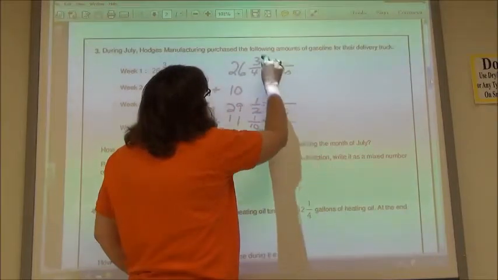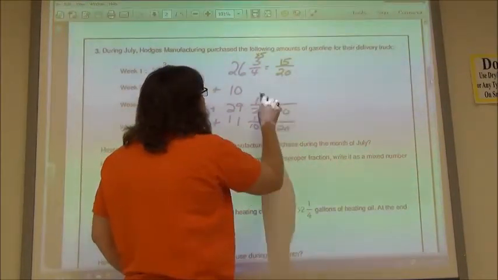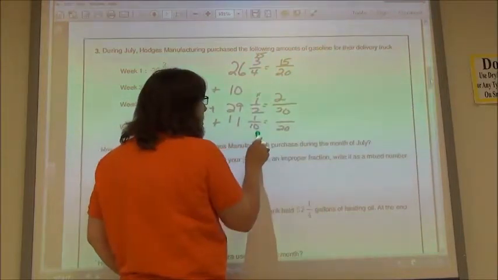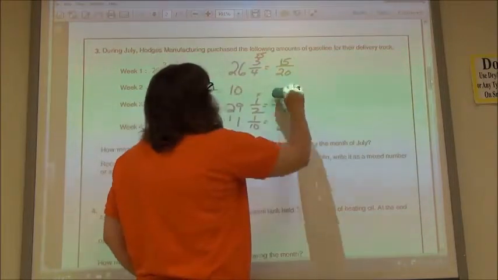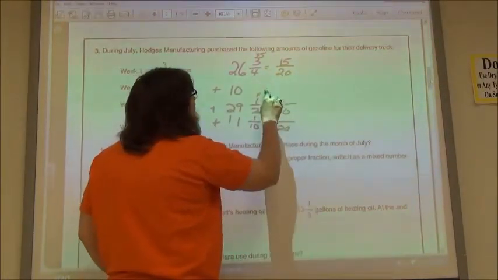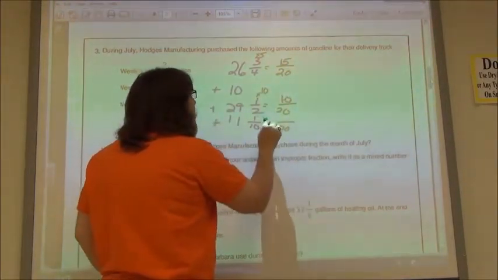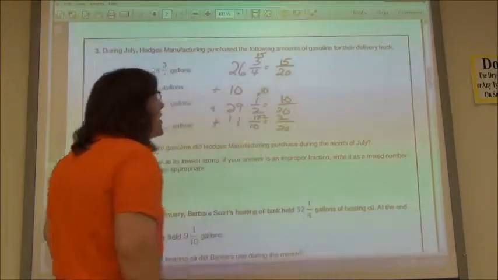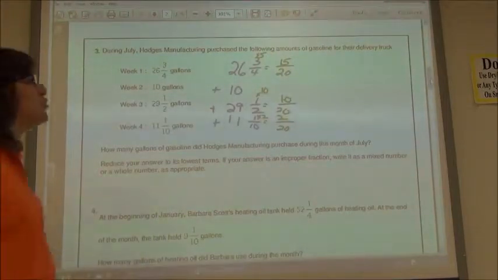So 4 goes into 20, 5 times 3 is 15. 2 goes into 20, 10 times 1 is 10. And 10 goes into 20, 2 times 1 is 2. We'll get the right ones there. So 3/4 is 15/20, 1/2 is 10/20, and 1/10 is 2/20.